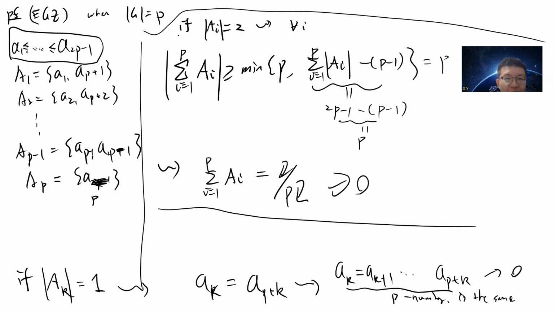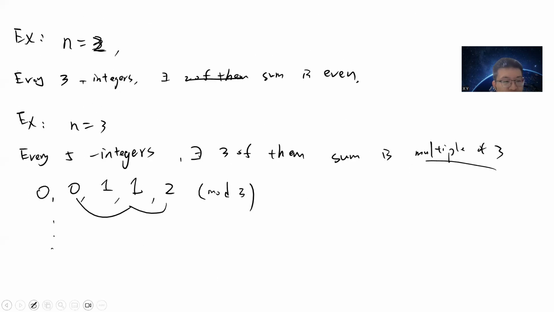Because if all these A_i are distinct, with size 2, then you apply Cauchy-Davenport. If one of them has size 1, that means that P of them are the same. Since they are the same, you sum P of them and it must give you 0. Okay, so this proof is very interesting.